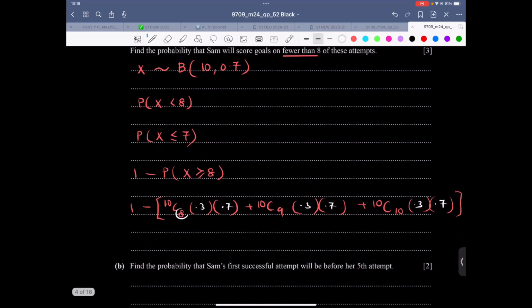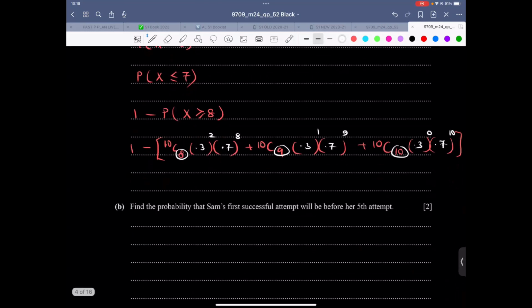And this 8 becomes the power over here. This 9 becomes the power over here. This 10 becomes the power over here. And 10 and 8, the difference is 2. The difference is 1. The difference is 0. So now add up all these probabilities, put everything in the calculator, and then subtract from 1.